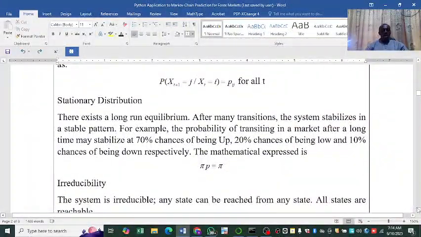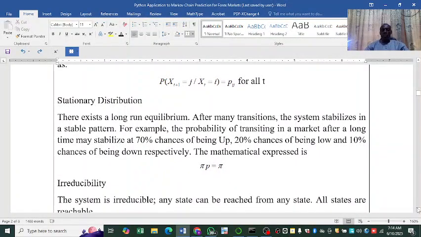Then the fourth assumption is the stationary distribution. That means that it is assumed that there is long-run equilibrium. There is existence of long-run equilibrium. That means that the system stabilizes at a stable path after a long time.